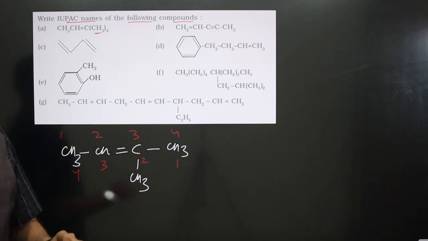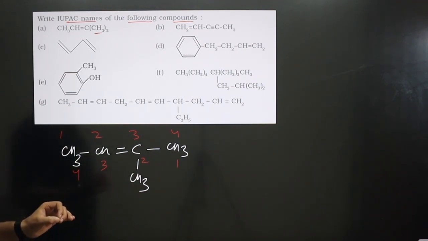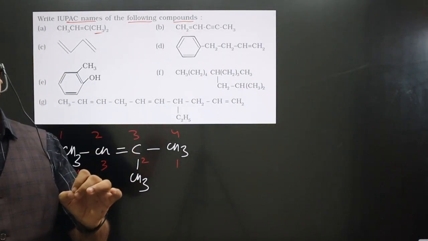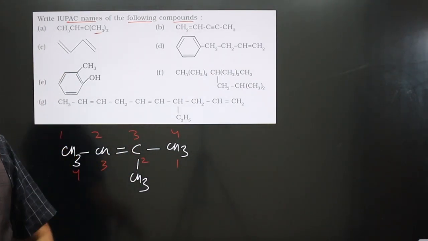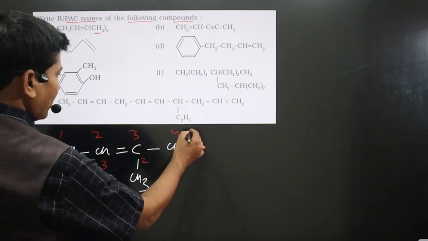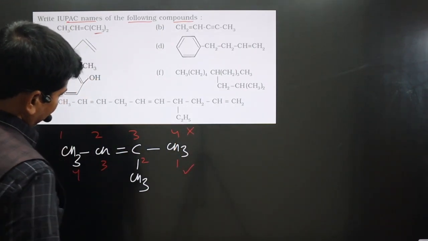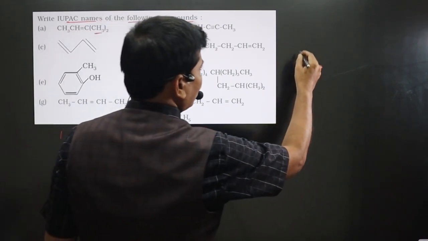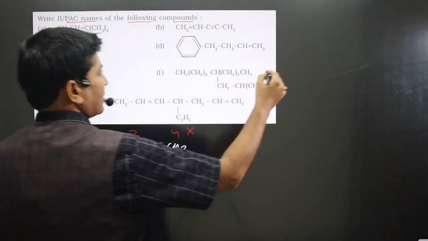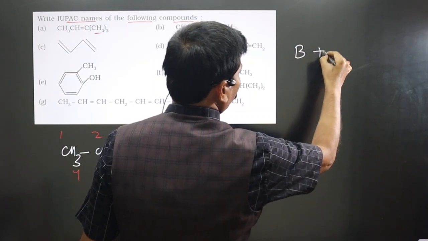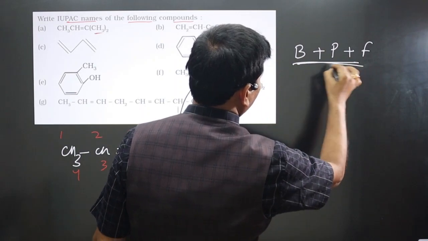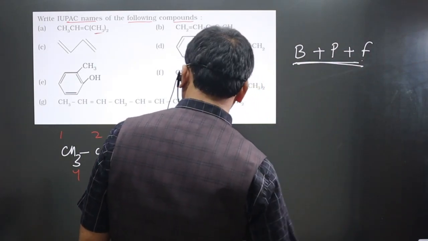Okay, so we always do the numbering in such a way that the functional group as well as the branched group should get the minimum number. So this numbering is cancelled out and this numbering is selected. Okay, so first of all we have to write the branching. First we have the branch, then we have the parent chain, and then we have the functional group. This is the order we follow: branching, parent chain, and then functional group.